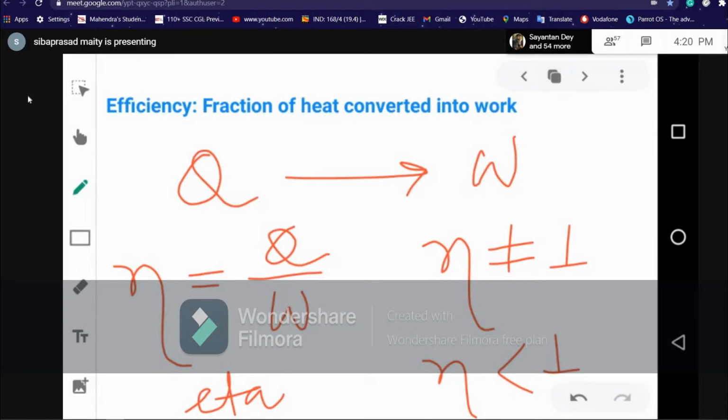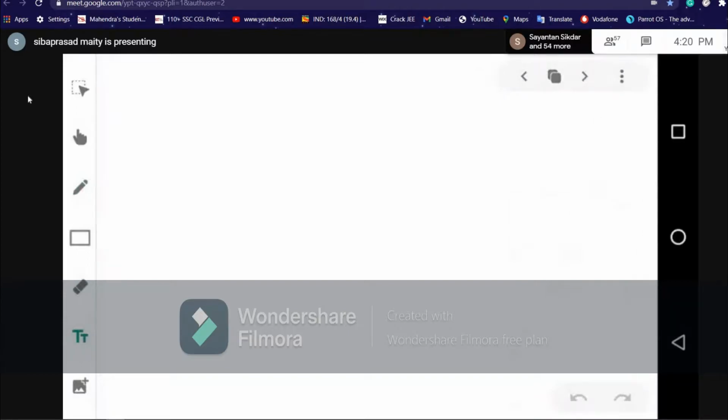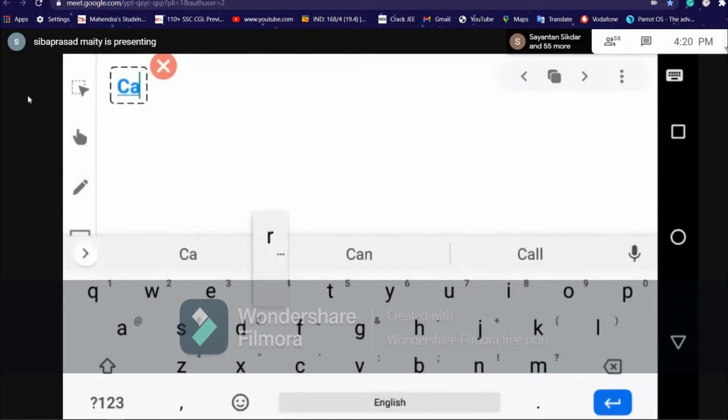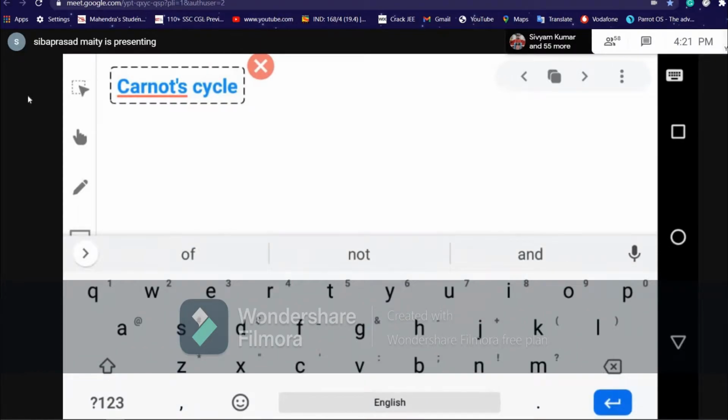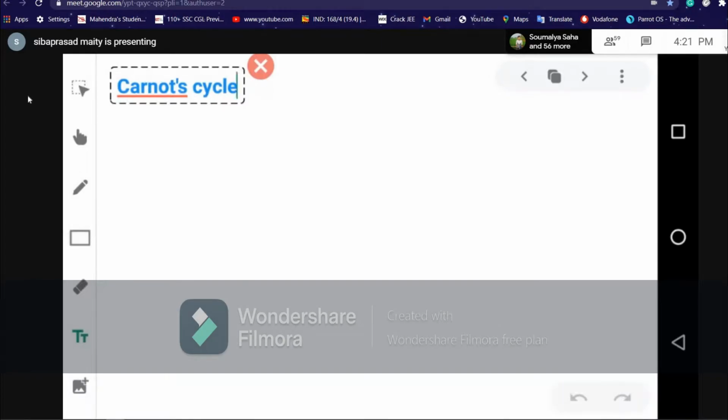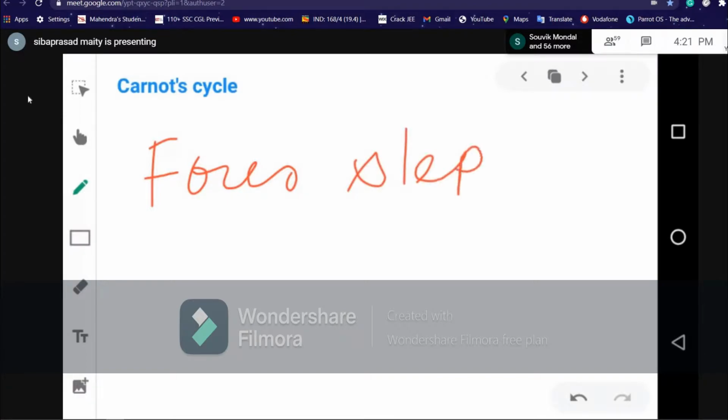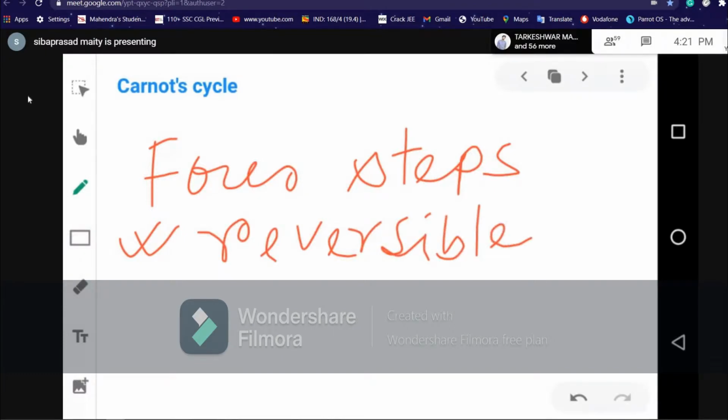What is the justification of this? To justify it, Carnot proposed a cyclic process consisting of 4 steps, known as the Carnot cycle. How many steps are there? There are 4 steps. And to get maximum work, the proposed steps were all reversible.